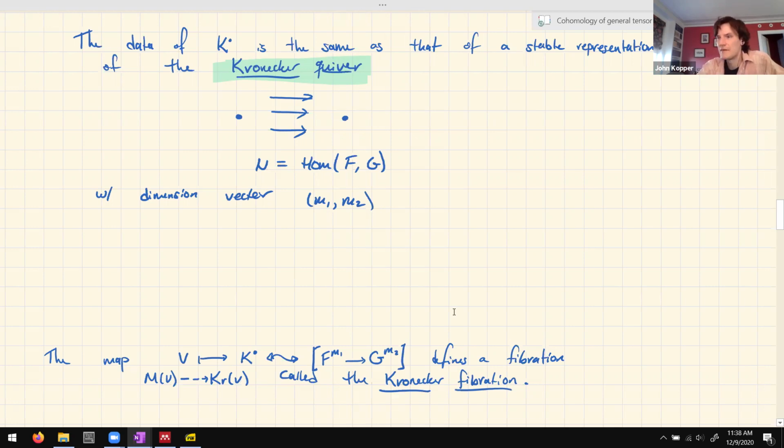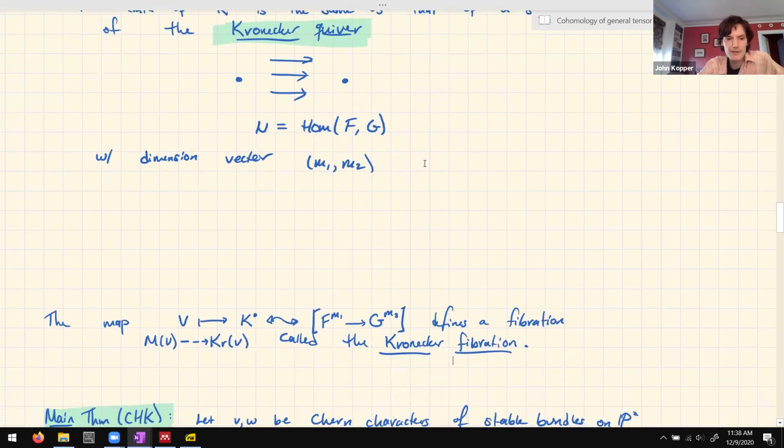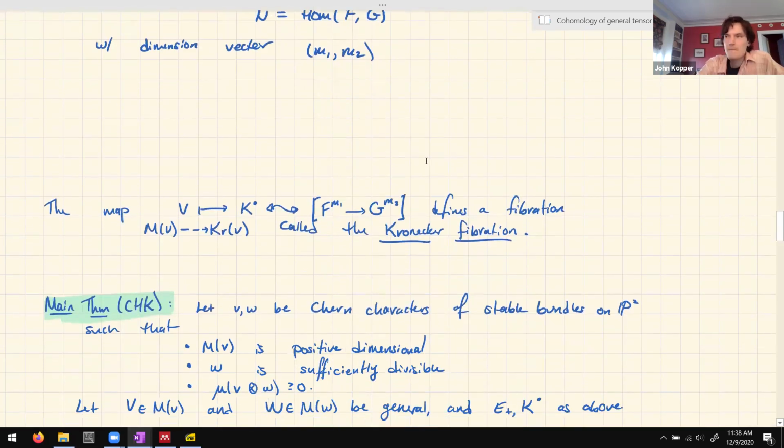Okay, let me state the main theorem now. So the main theorem is going to be a little complicated, but bear with me. Here it comes. Here's the setup. I have two Chern characters of stable sheaves, or stable bundles, I guess, because I'm really talking about the rank at least 2 case. I'll say maybe something about rank 1 if there's time, but there probably won't be. Okay, and then here are the assumptions. I'm going to assume the moduli space is positive dimensional. That's essentially not an assumption at all. That's just saying it's not exceptional. That case is already covered.